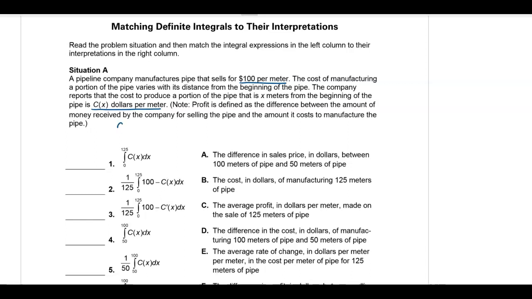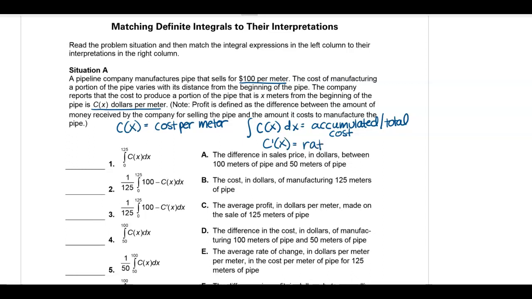So if C of X is cost per meter, dollars per meter, the integral of that cost per meter is going to be the accumulated cost or the total cost. You can accumulate anything in terms of integrals here. Accumulated or total cost, because that's the integral of a rate. If you took the derivative of the cost per meter, that's going to be either the cost per meter, kind of like a weird acceleration unit, or the rate of change of the cost per meter.